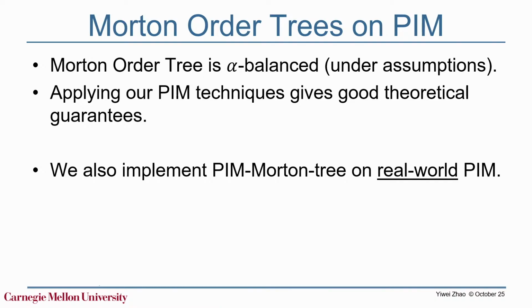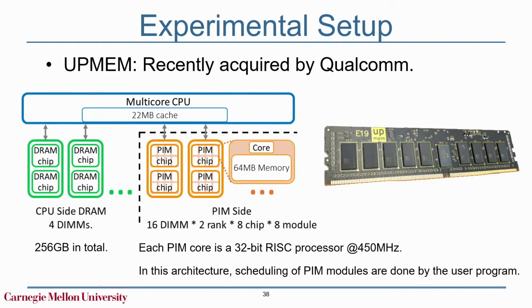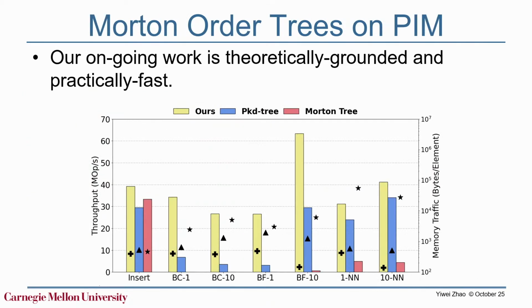and all of our previous theoretical guarantees hold. And also because these Morton-order trees are easier to implement on real-world PIMs, we also have some experimental results from the UPMEM system, where we have a CPU side and a PIM side of 2,048 PIM cores in total. The overall results of these PIM Morton-order trees are still ongoing and under submission.